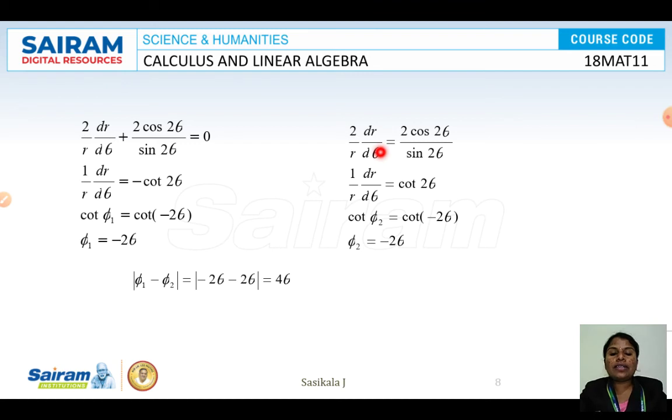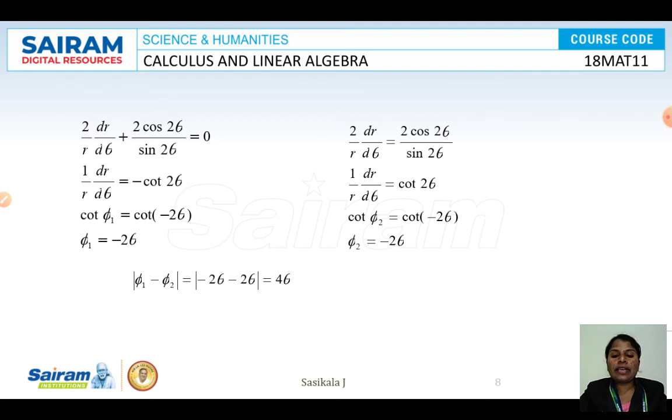For the other equation, 2 by r dr by d theta is equal to the derivative of log sine 2 theta. The same way, you can write 2 cos 2 theta by sine 2 theta. Then you can simplify. I get cot phi 2 is equal to cot of minus 2 theta, so phi 2 is also minus 2 theta. So what will happen here? Phi 1 minus phi 2 is equal to minus 2 theta. Since it is in modulus, the minus is removed, and I will get positive 4 theta.